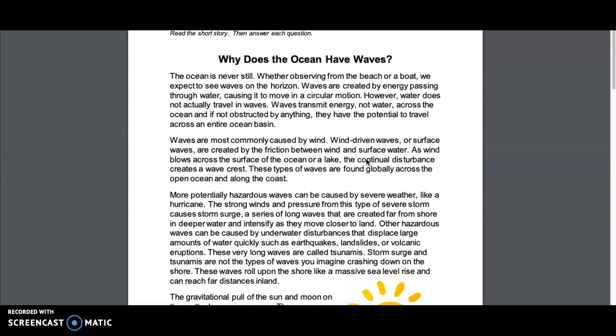Hey, fourth graders, we're going to read this passage together. So why don't you follow along while I read it to you guys? So today we're going to read, why does the ocean have waves?